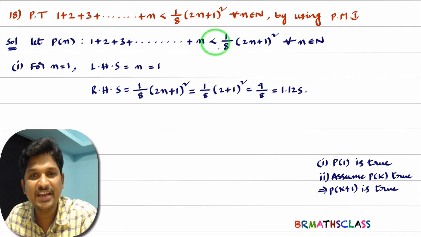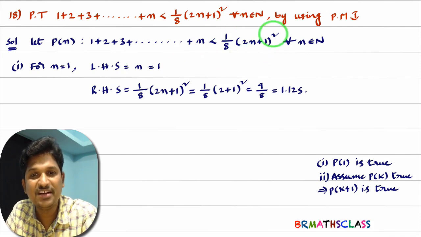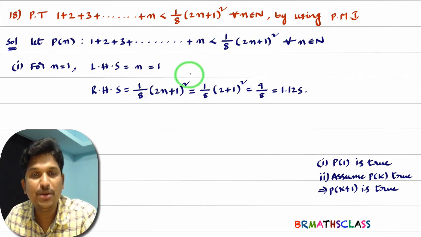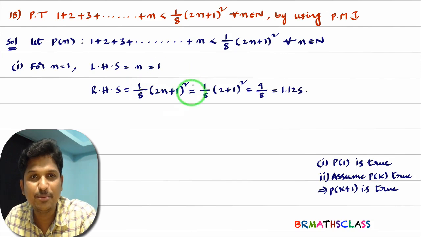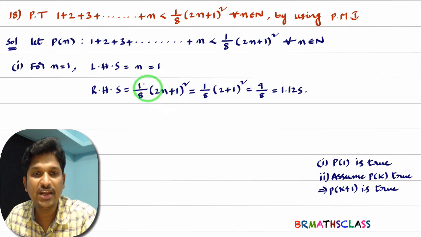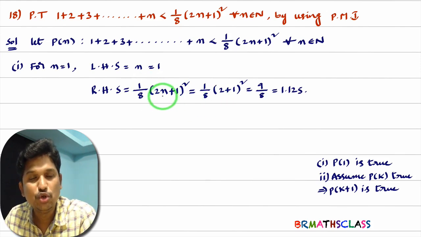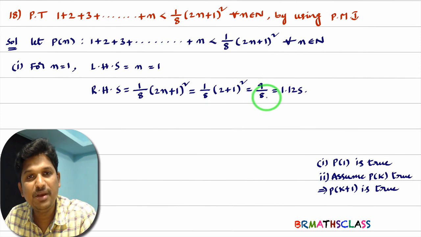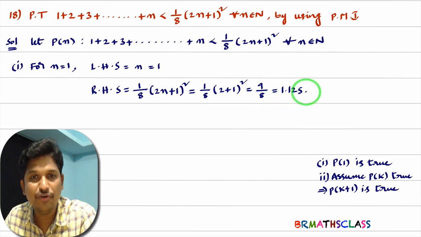Now, consider the right hand side part. What is the right hand side part? 1 by 8 into (2n plus 1) whole square. In this statement, wherever n is there you write 1. Then what will you get? 1 by 8 into (2 into 1, 2) plus 1 whole square. 2 plus 1 is 3. 3 square is 9. 9 by 8. 9 divided by 8 is 1.125.